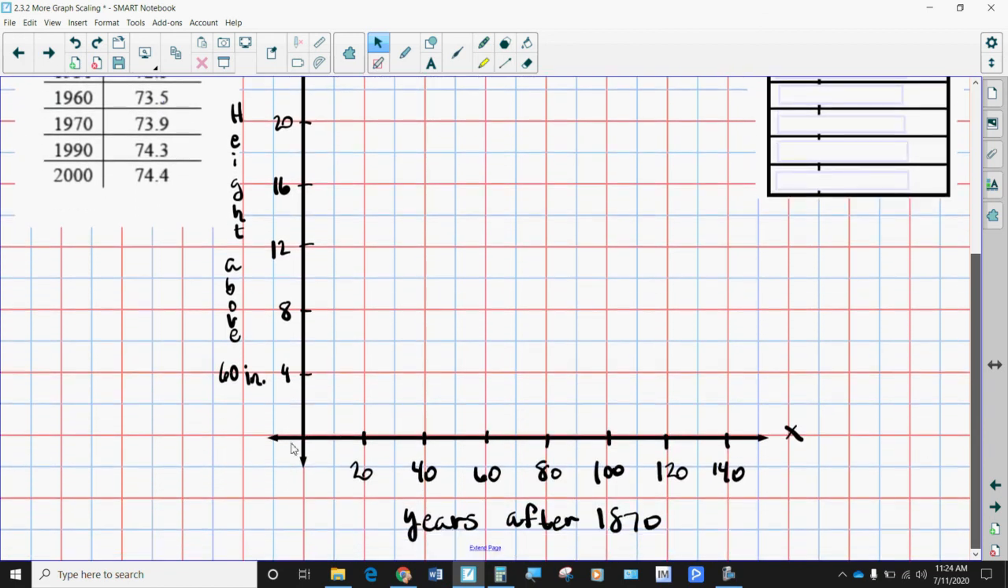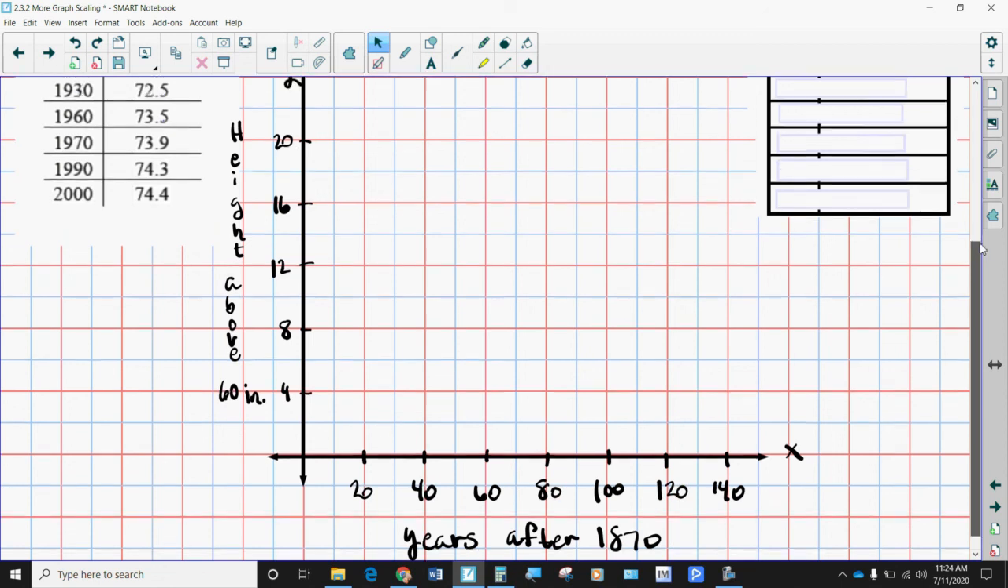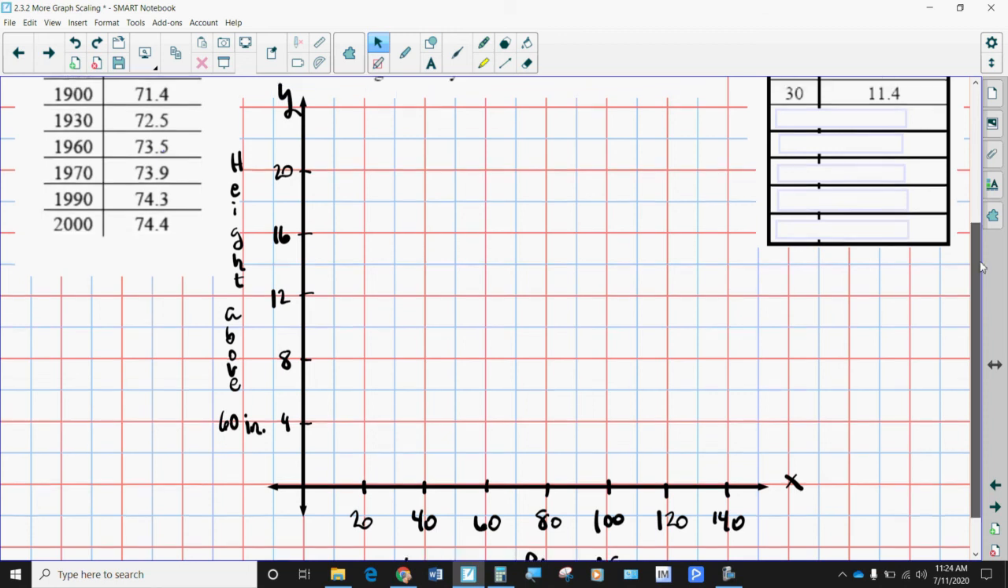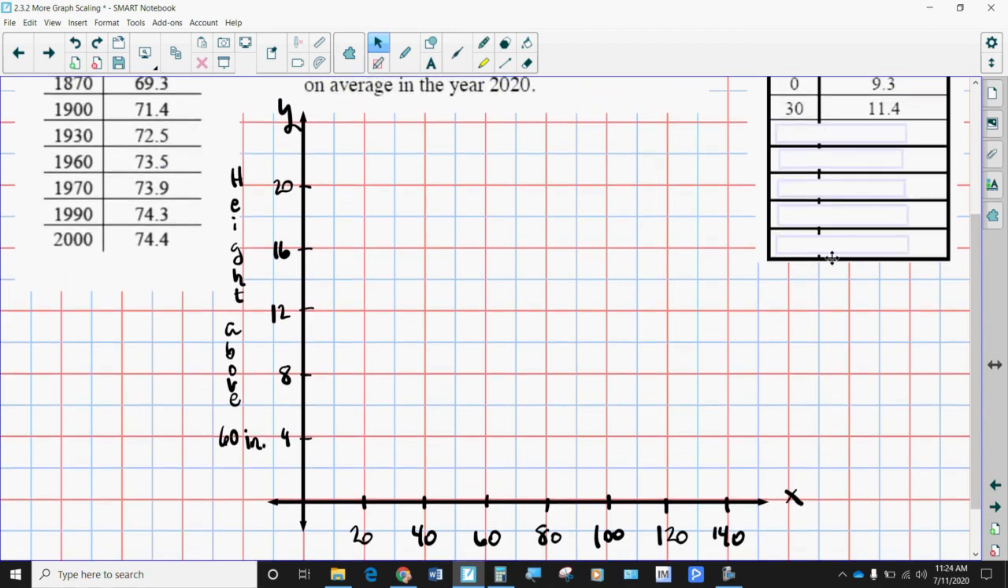And I decided to make my graph go all the way up to 140 years after 1870, and our height up to 20 inches above 60 inches. Okay, so I want you to complete this task now. Finish this table, finish the graph, and then plot all the points in the graph to see if we can identify some sort of a trend. Okay, I actually have all of this done, but I need to transfer this data into my graph, so I'm going to pause, and when I unpause, we can check and compare our graphs.